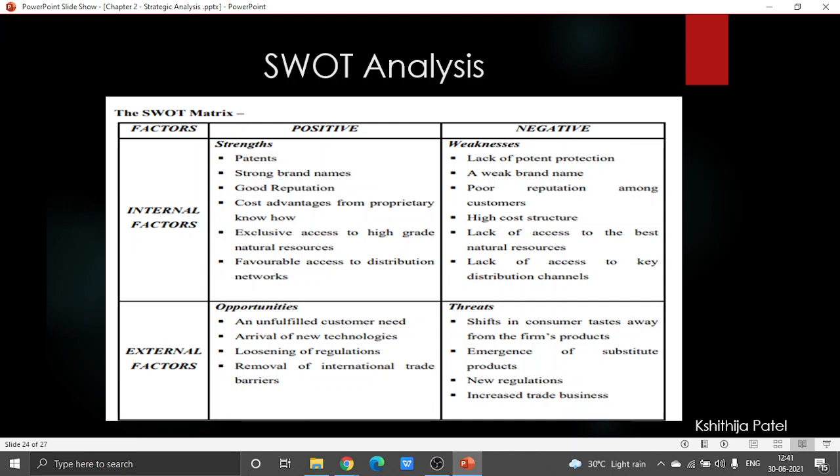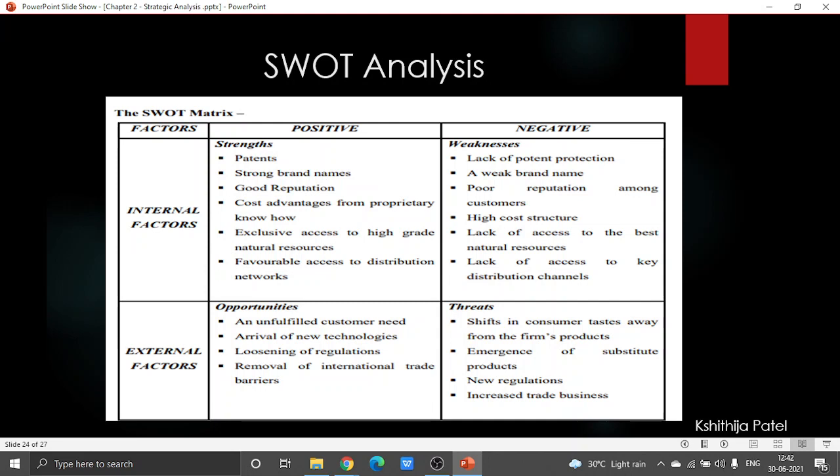Now, within it, an example of each of those has been mentioned. Strengths could be any kind of patent, strong brand names, good reputation, advantage in cost because of proprietary know-how or proprietary technology, which we had seen in the previous slide. Or it could be exclusive access to high grade natural resources, or favorable access to distribution.